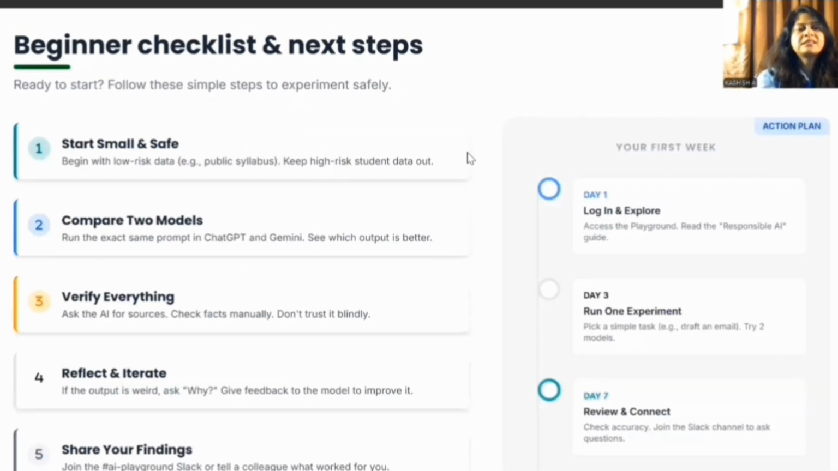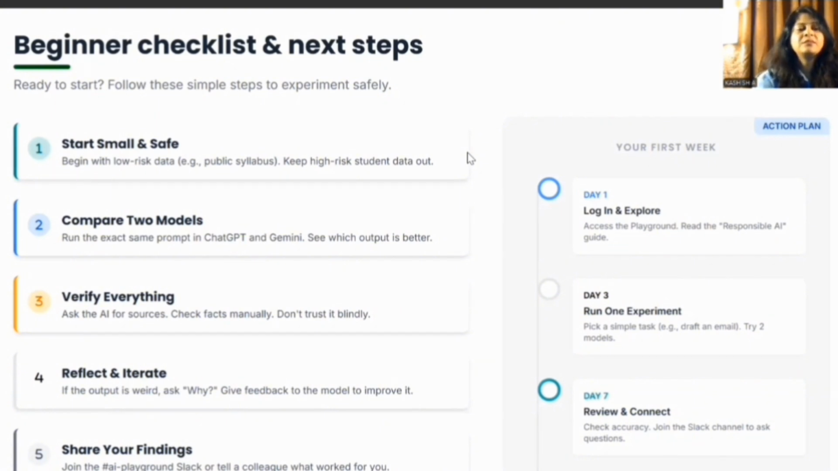Beginner checklist and next steps: what kind of things do we have to work on? Ready to start? Follow these simple steps to experiment safely. Start small and safe. Begin with low risk data like public syllabi, or you can upload papers. Compare two models. Run the exact same prompt in ChatGPT and Gemini. See which output is better. That comparison will help you understand AI better, how it works and how its algorithm works.